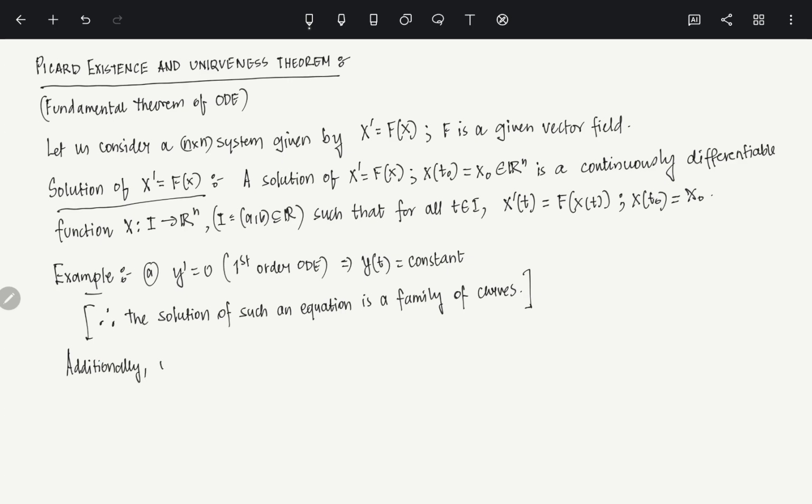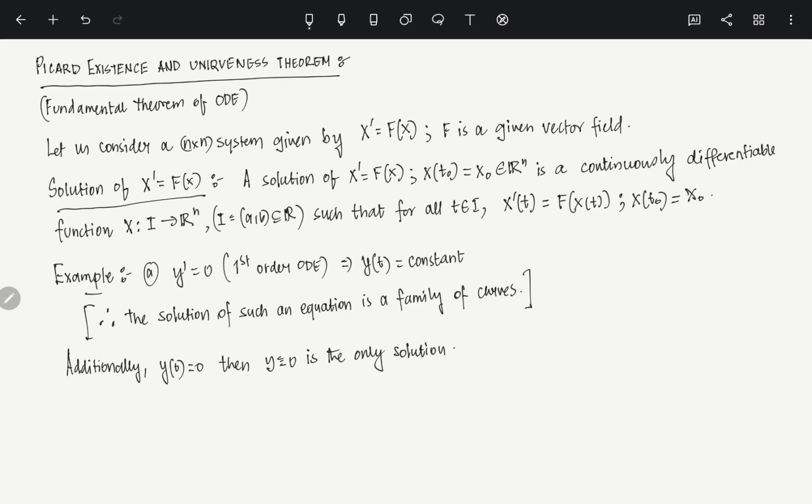Now additionally, let's say that y at the point 0 is 0. So I am specifying that at the point 0, y has to pass through 0. Then y identically equal to 0 is the only solution. It's the only solution. Once I put a specific point, saying that my curve has to pass through this point, so at t equals 0 it has to pass through 0, then the uniqueness is there.